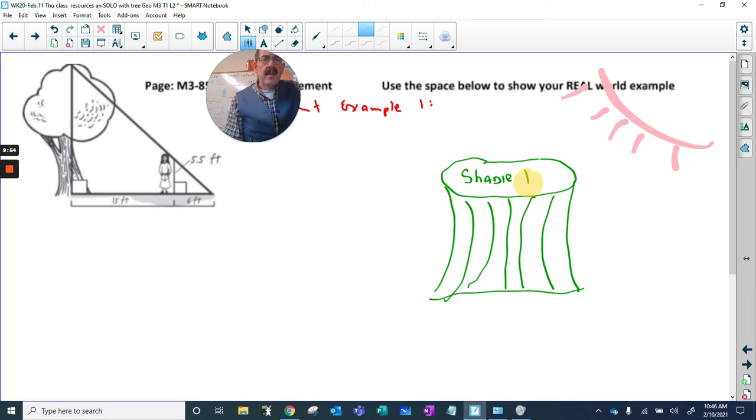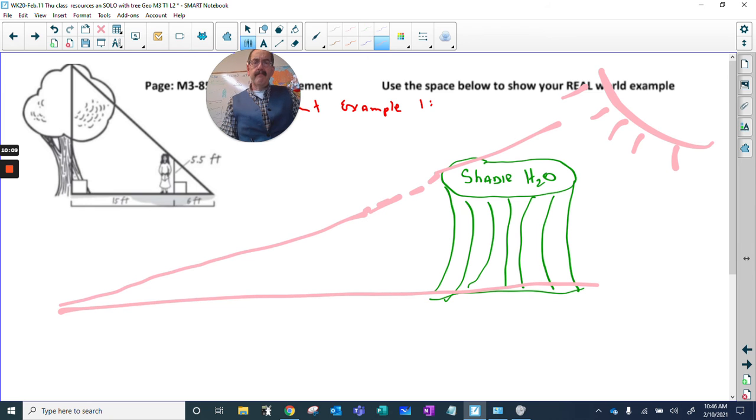Big old water tower. Now, when we do this, it's going to project a long shadow, depending on the time of day. Then we've got to put our body in here somewhere. Let's say we're 6 feet tall, and at this particular time of day we're going to cast a shadow, what, 18 feet?